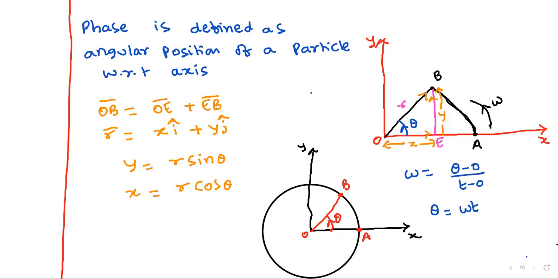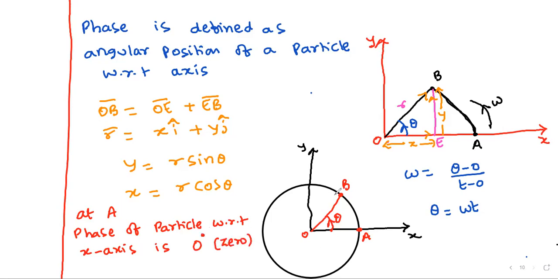Now, at point A, what is the phase of the particle with respect to the x-axis? Initially, the particle is lying on the x-axis. So the angular position of the particle with respect to the axis we are finding is 0. Whenever it went to B, then it is the angle.